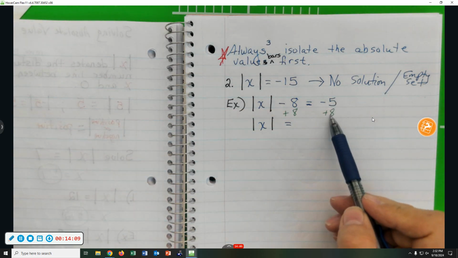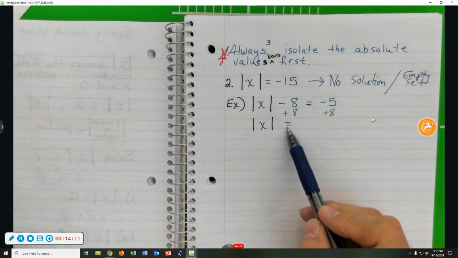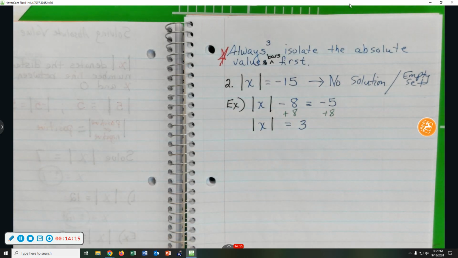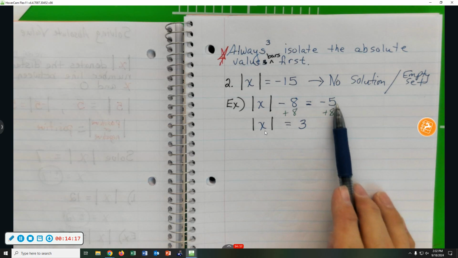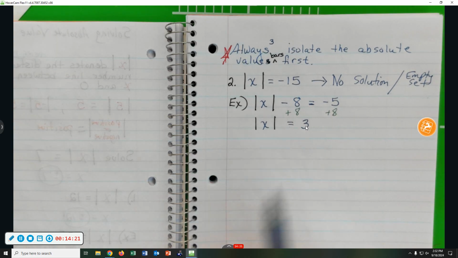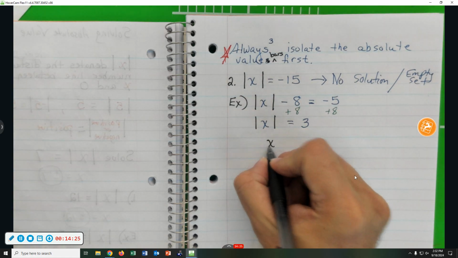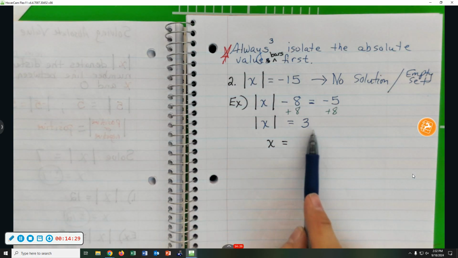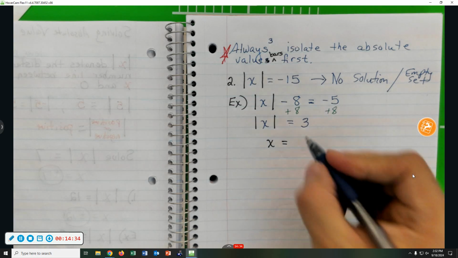Because do we now have a negative number on the right? No. It's just a 3, right? So it's that first case, the absolute value on one side equaling a positive number on the other side. That means the stuff inside there has to equal what? What's the actual answer to this problem? 3 or negative 3.